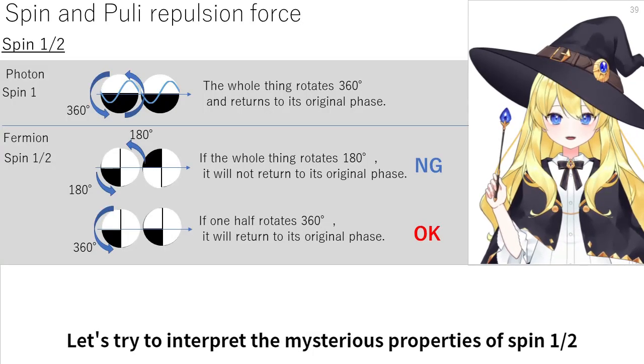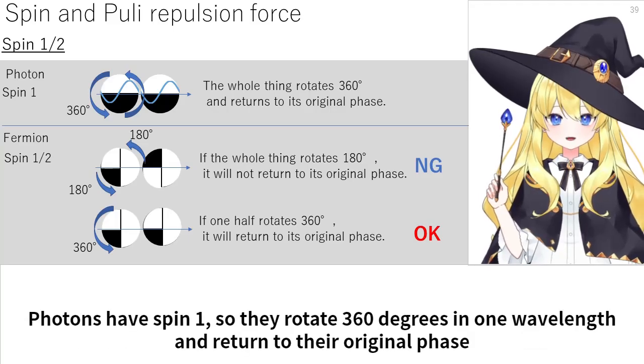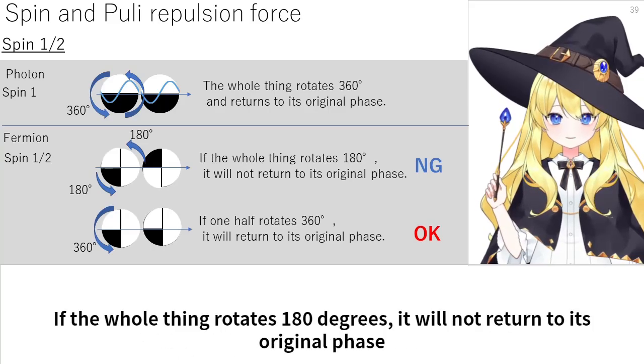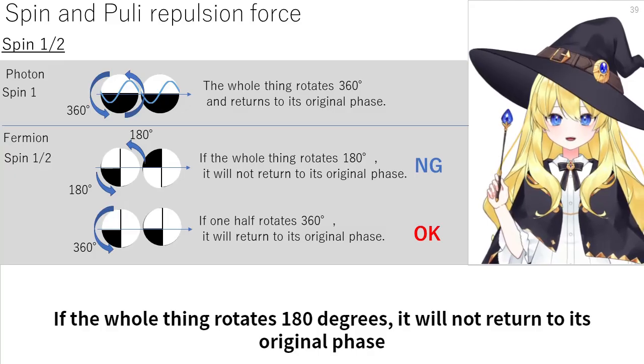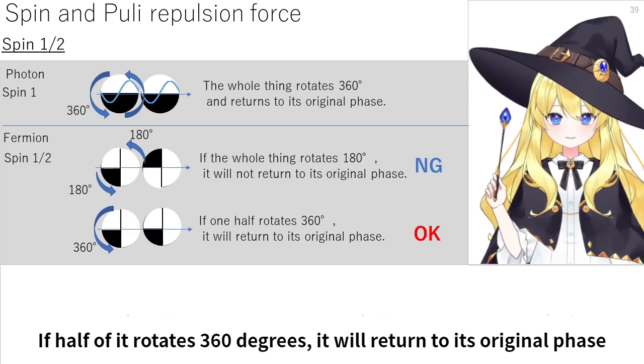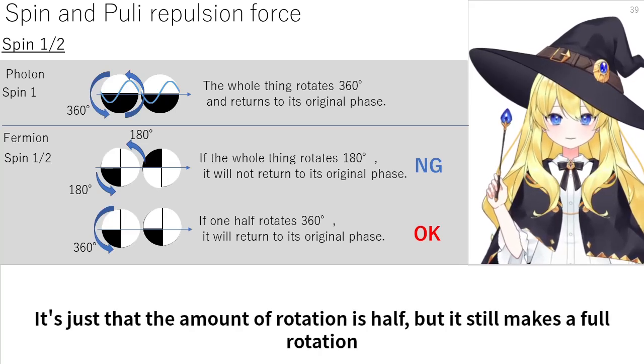Let's try to interpret the mysterious properties of spin 1/2. Photons have spin 1, so they rotate 360 degrees in one wavelength and return to their original phase. Fermions, on the other hand, have spin 1/2. If the whole thing rotates 180 degrees, it will not return to its original phase. If half of it rotates 360 degrees, it will return to its original phase. It's just that the amount of rotation is half, but it still makes a full rotation.